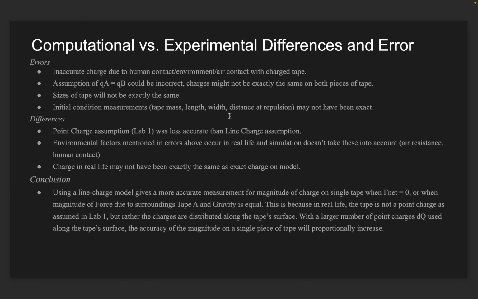Some of the errors were inaccurate charge due to human contact, environment, and air contact. The assumption of QA equals QB could be incorrect. The size of the tape will not exactly be the same, and our initial condition measurements could have been off. Some of our differences were that our point charge assumption was less accurate than our line charge assumption. Environmental factors mentioned above occur in real life, and the simulation doesn't take these into account, and our charge in real life may not have been exactly the same as the charge in the model.